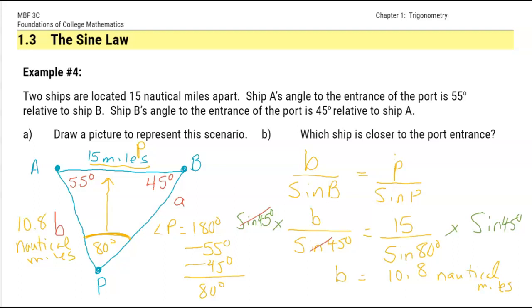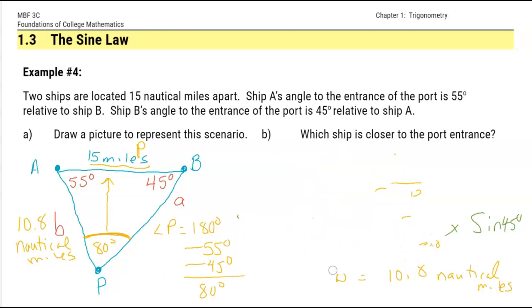So I want you to pause the video. I'm going to just erase this little bit here. And what I want you to try is to now solve for side little a. And I want you to think about, well, how are you going to set up your formula to solve for side little a? So pause the video and give that a try. And when you're ready, check the answer.